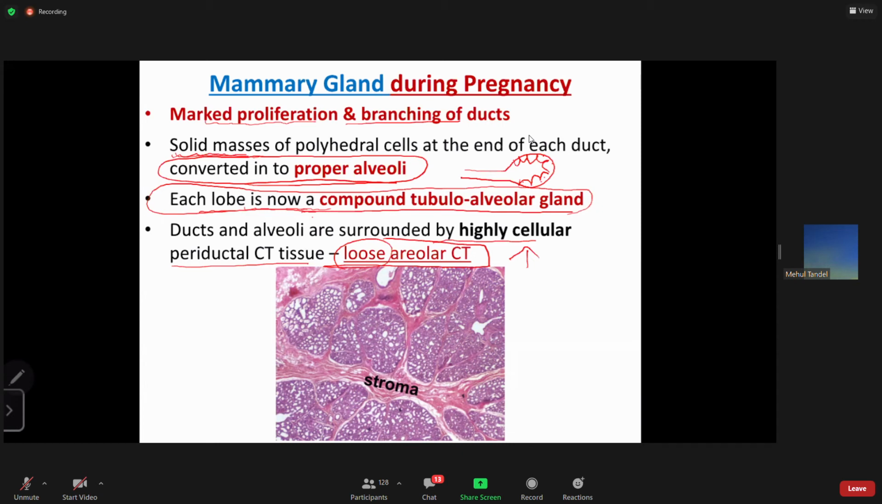There is a marked proliferation and the branching of ducts. Okay, now these solid masses of polyhedral cells at the end of each duct are converted into proper alveoli. Okay, there is an appearance of lumen. इसमें lumen आ जाएगा and there is a formation of proper alveoli. Now each lobe is known as a compound tubular alveolar gland, and duct and alveoli are surrounded by the hyocellular loose areolar connective tissue. Okay, so this happens during pregnancy.